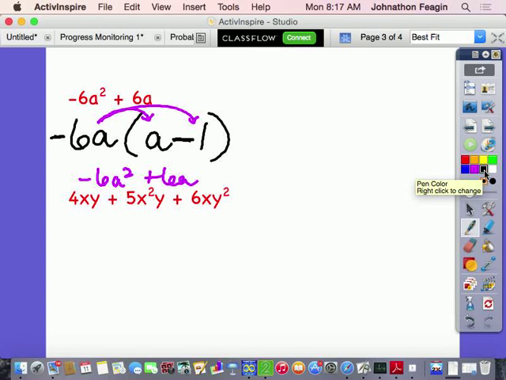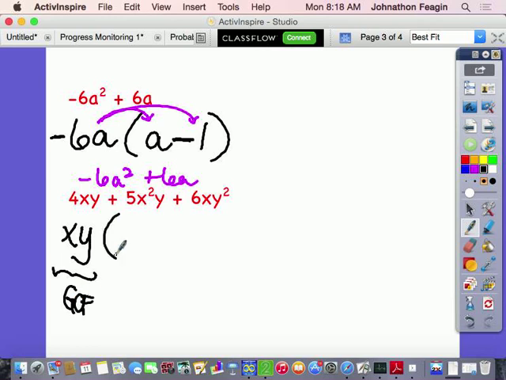Hopefully, you did pause the video and you actually tried to at least factor out what is the GCF. Within these first 3 terms, there is no number that each one of these have in common. 4, 5, and 6, there's no number that all 3 of those have in common. So you can't take out a number. But you should notice that each term has at least one x in common and one y in common. So xy is our GCF for this particular polynomial.